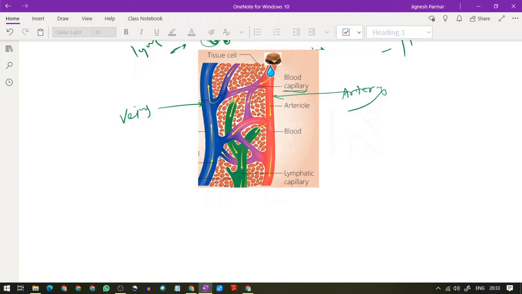Now this lymph covering, you can see, is close-ended. The lymphatic capillaries play a vital role over here, and then they come together and give it back to the vein. So this is how the system gets completed over here. Thank you.